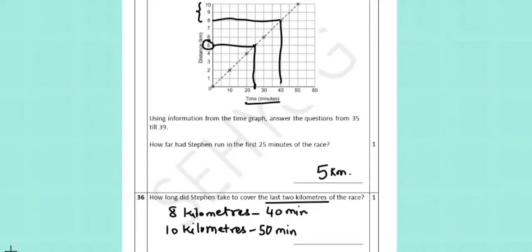Stephen ran 8 kilometers in 40 minutes. Again 10 kilometers. In a similar way, we can plot and find it is 50 minutes, which means that the last 2 kilometers is covered in 50 minus 40, which is 10 minutes. That is our answer.